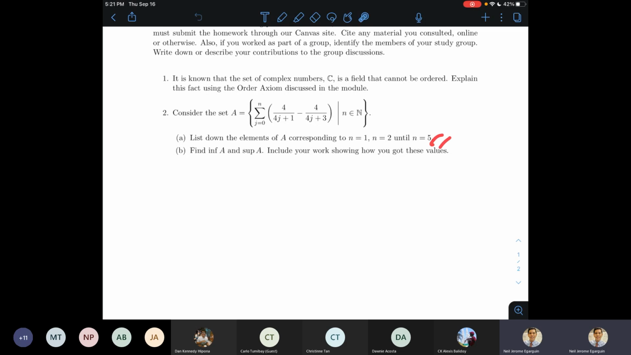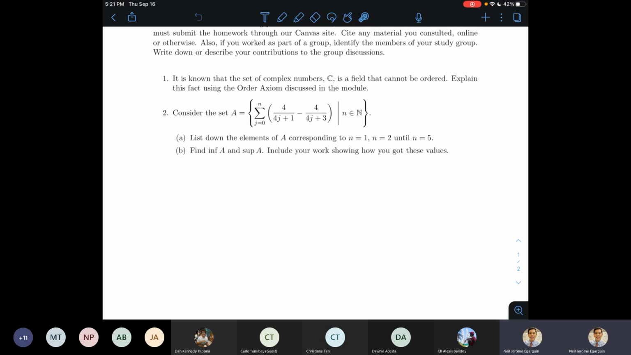So I don't think you'll have a problem with the question A kasi substitution lang yan. Ano yung unang 5 elements ng set? When I say unang 5 elements ng set, gawin nyo lang n equals 1, n equals 2, until n equals 5. Computin nyo yung 5 numbers na yon, makukuha nyo na yung sagot sa A. So I hope that won't be any problem. All right? So papalitan nyo lang yung upper limit ng summation. So you'll find 5 numbers.